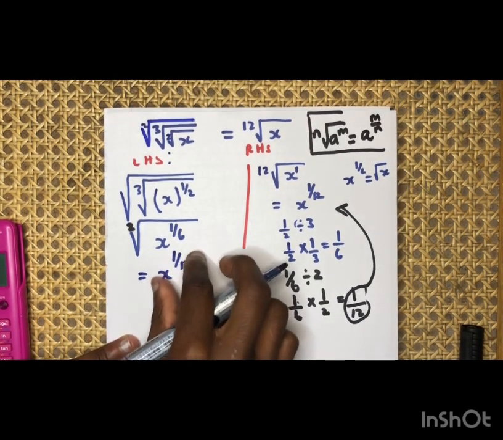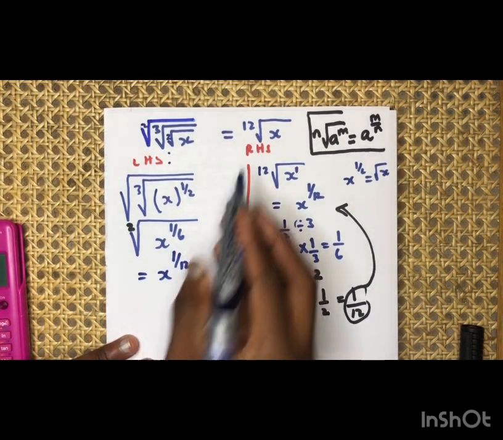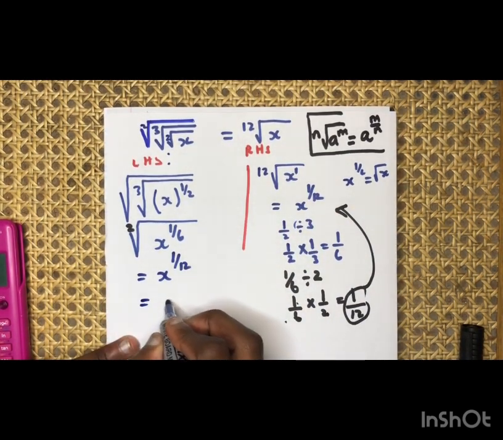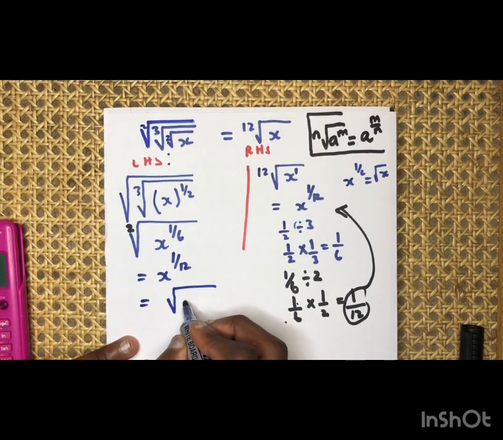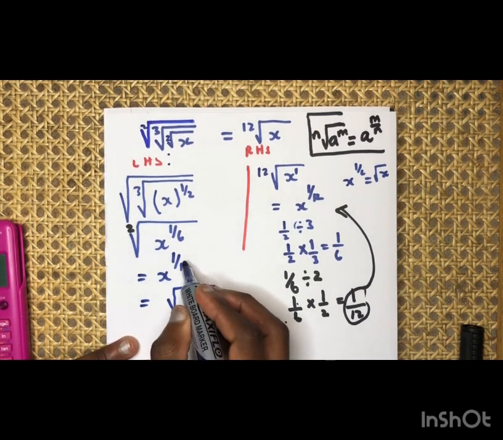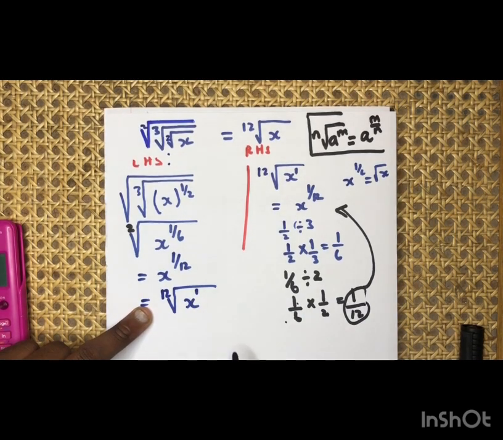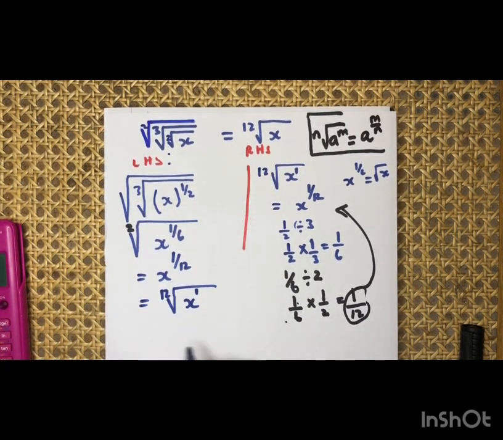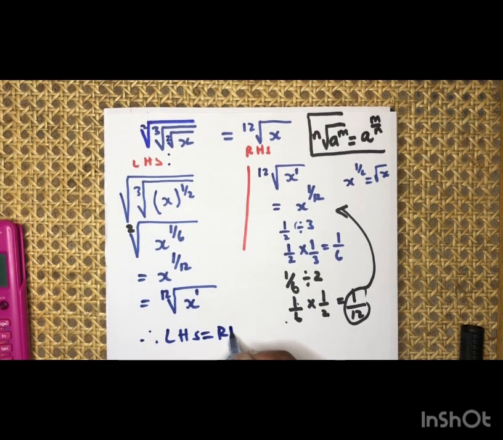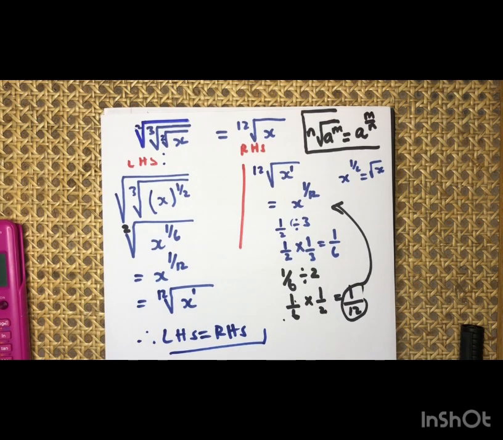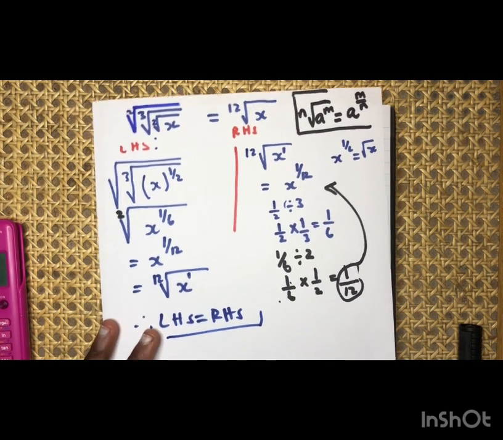So if you are writing it in exponent form, it's the same as the square root of x inside your base. Then this is your nth root here. Then you have 1 here, which is the same as this one. Now you can conclude that your left hand side is equal to the right hand side. Right. So let's move to the next question.